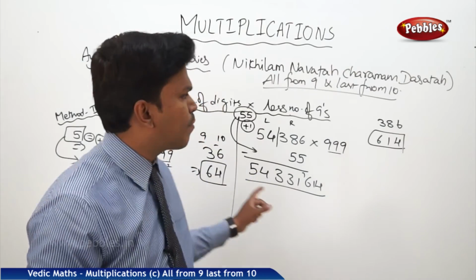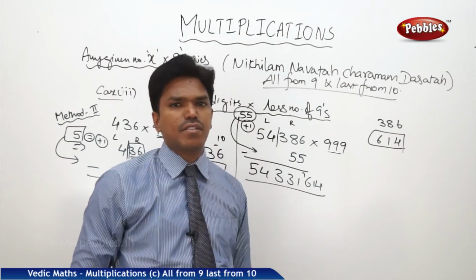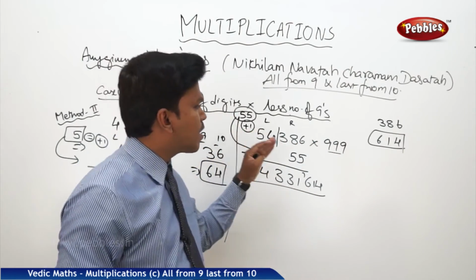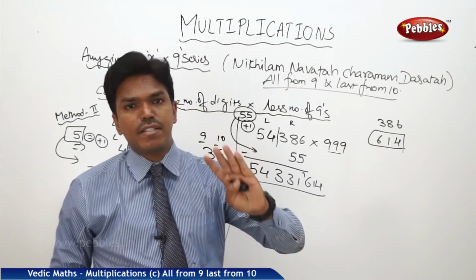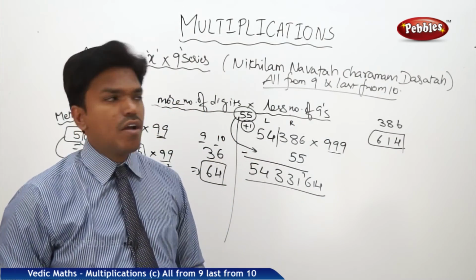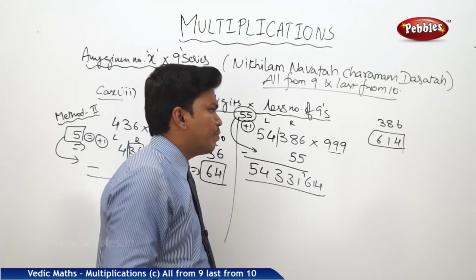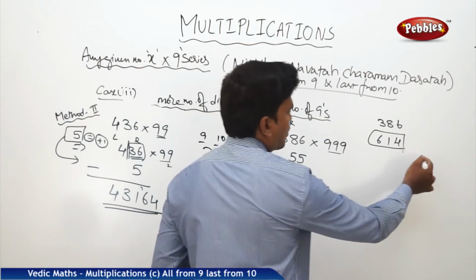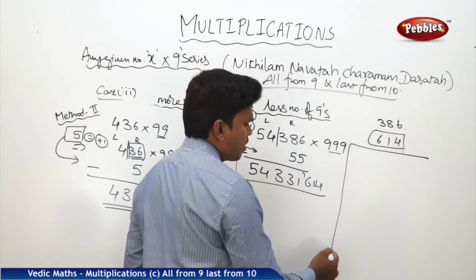Okay, so that's how you can apply multiplication by series of nines, if the number of digits is more and the number of nines is less. I will give one more clarity to you by taking one more example here. Okay, now see here.